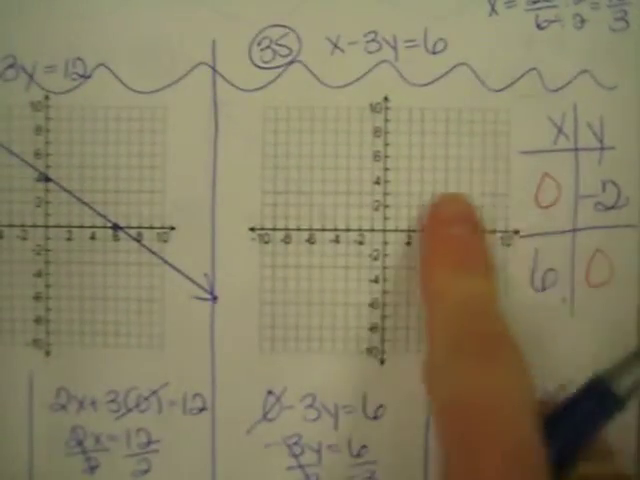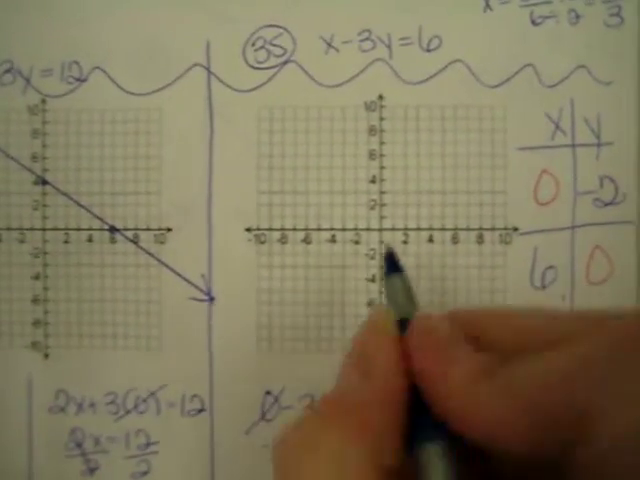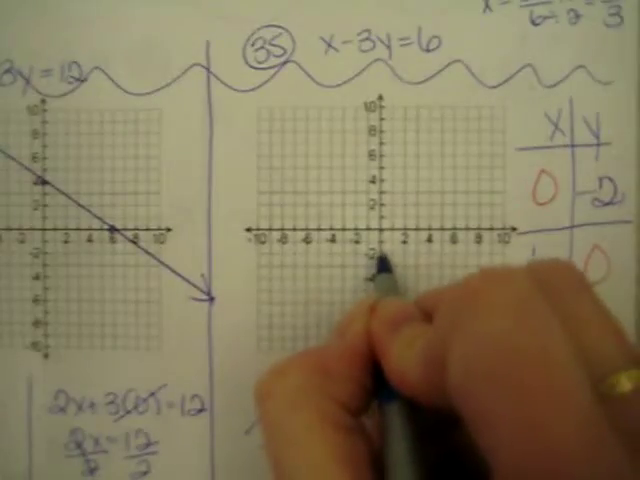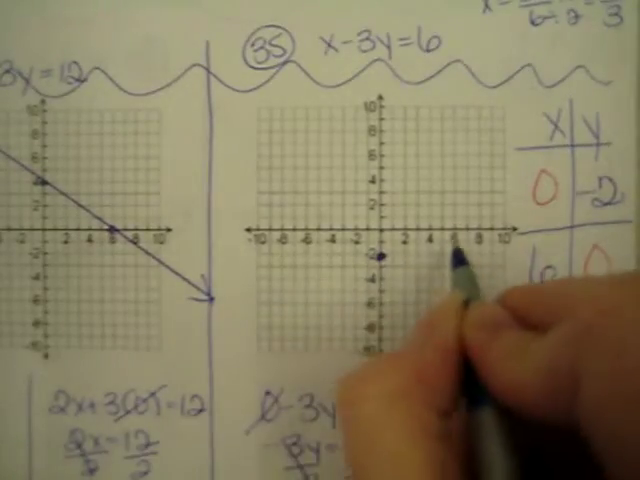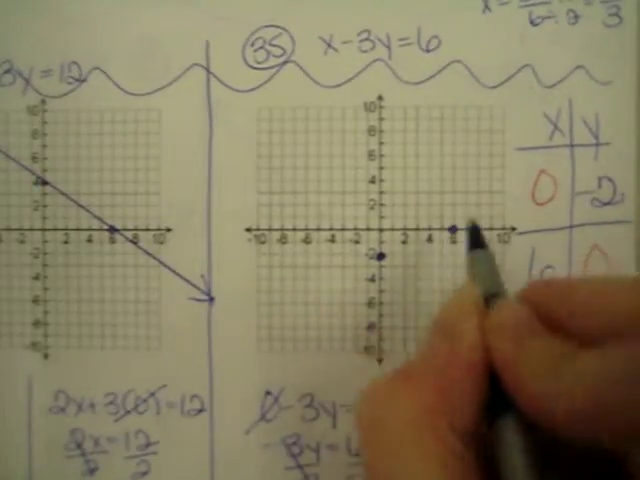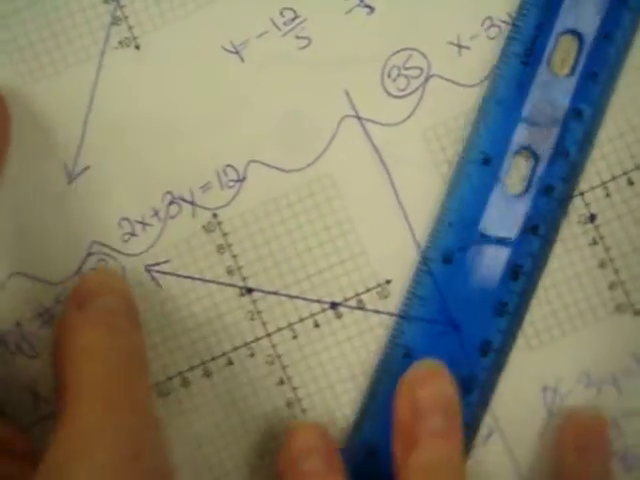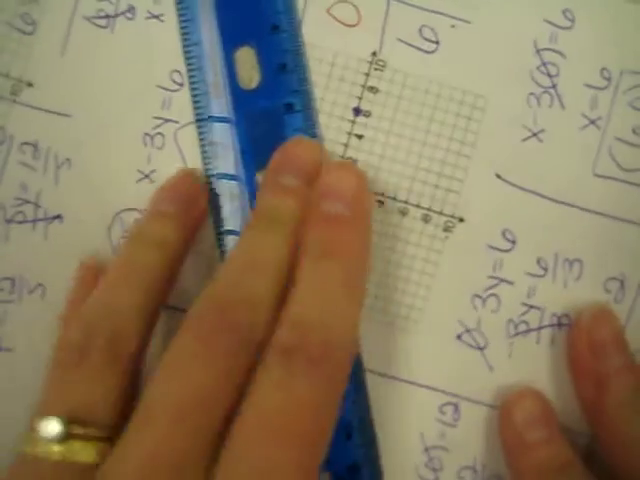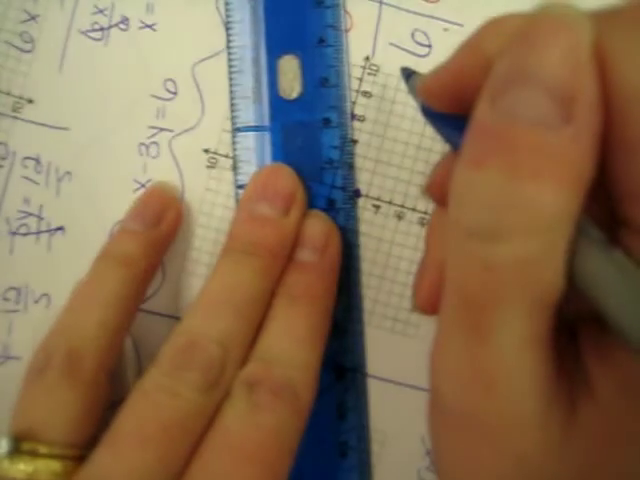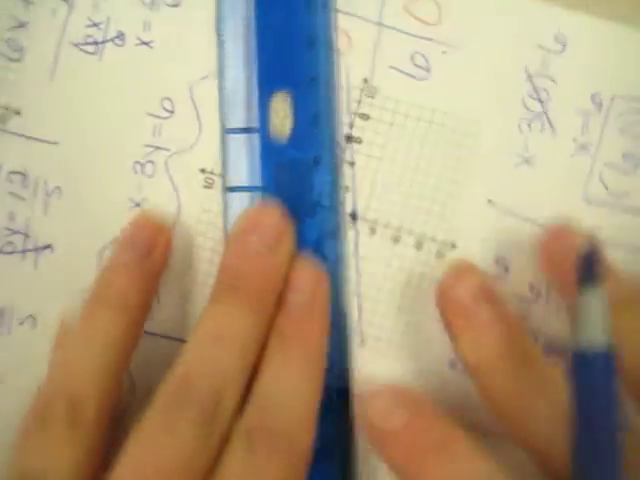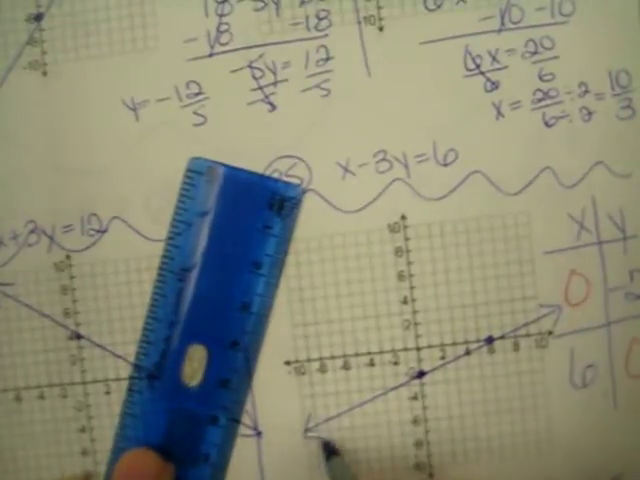Okay, now I'm going to plot just these two corner points. So x is 0, y equals negative 2. X is 6, y equals 0. And then I take my straight edge and I connect the 2 points.